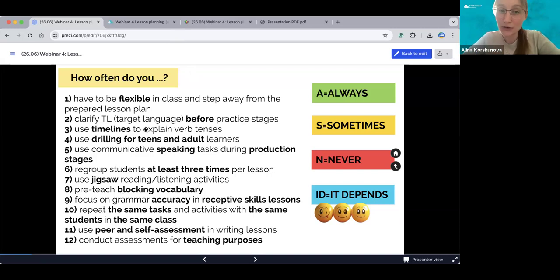How often do you pre-teach blocking vocabulary? Always. Great. Yeah, always. Perfect. Thank you, Victoria, Irina, Anna. That's great. Okay, question number 9, a little bit tricky, but anyway, how often do you focus on grammar accuracy in receptive skills lessons? That is either reading or listening. How often do you focus on grammar accuracy in such lessons?